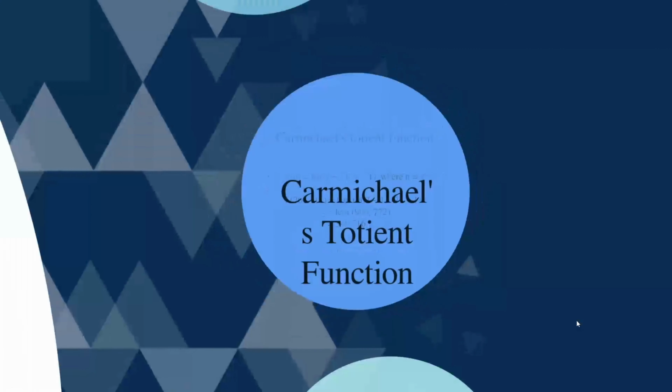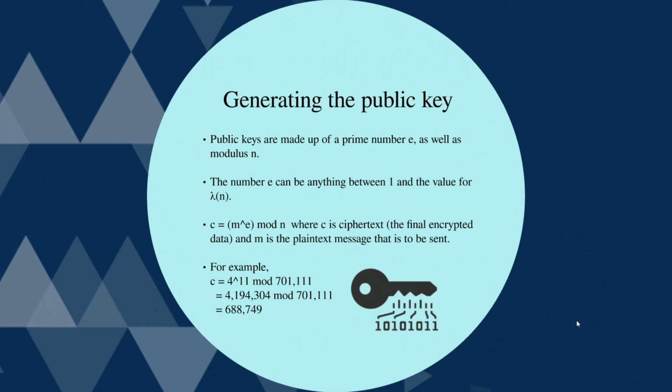Now that we have Carmichael's totient of our prime numbers, it's time to figure out our public key. Under RSA, public keys are made up of a prime number e as well as n. The number e can be anything between 1 and the value for lambda n, which in our example is 3,49,716. For this example, let's keep the numbers small to make calculations efficient. Say e equal to 11.